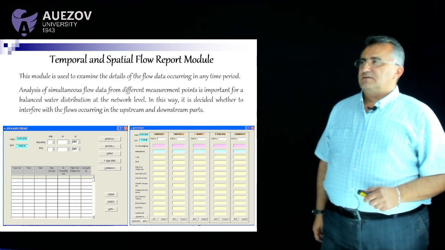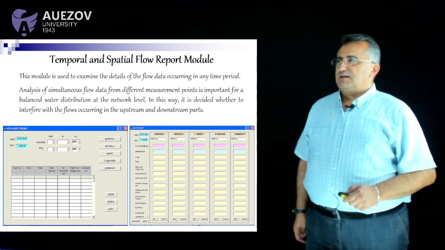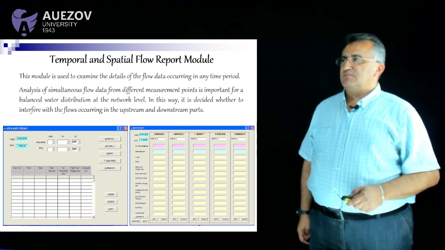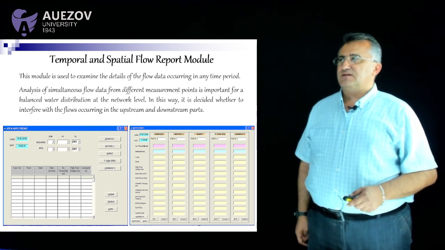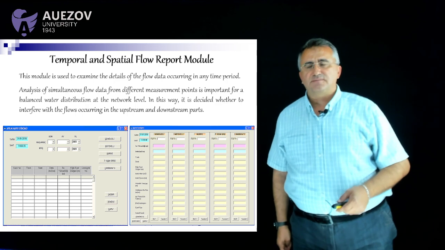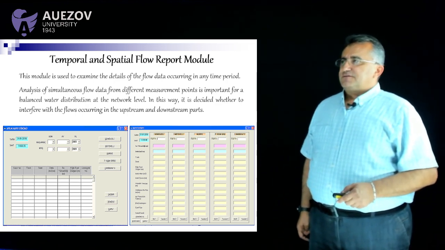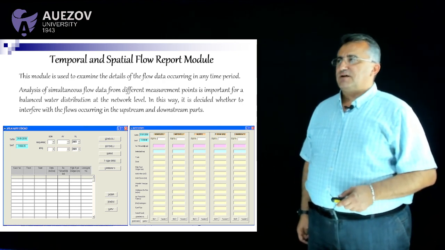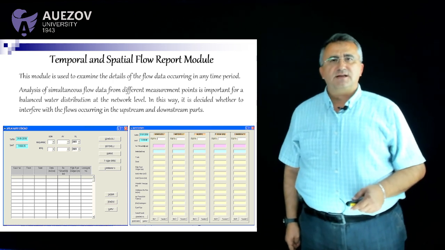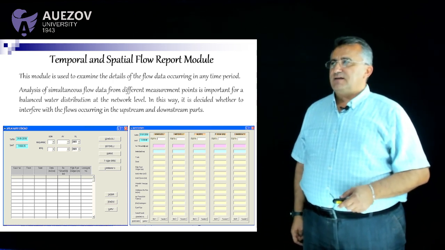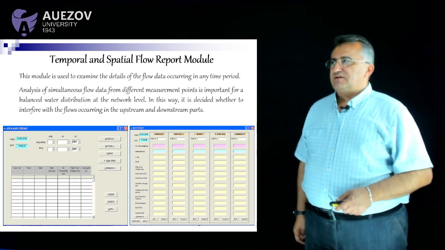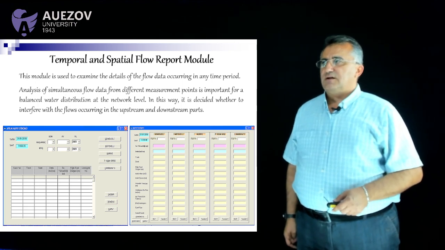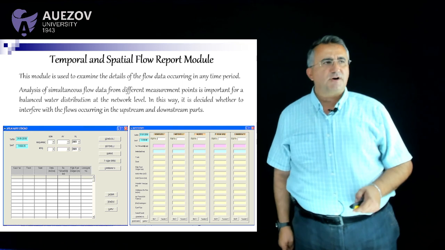The other module is the temporal and spatial flow report module. This module is used to examine the details of the flow of data occurring in any time period. Analysis of simultaneous flow of data from different measurement points is important for a balanced water distribution at the network level. In this way, it is decided whether to interfere with the flows occurring in the upstream and downstream parts.